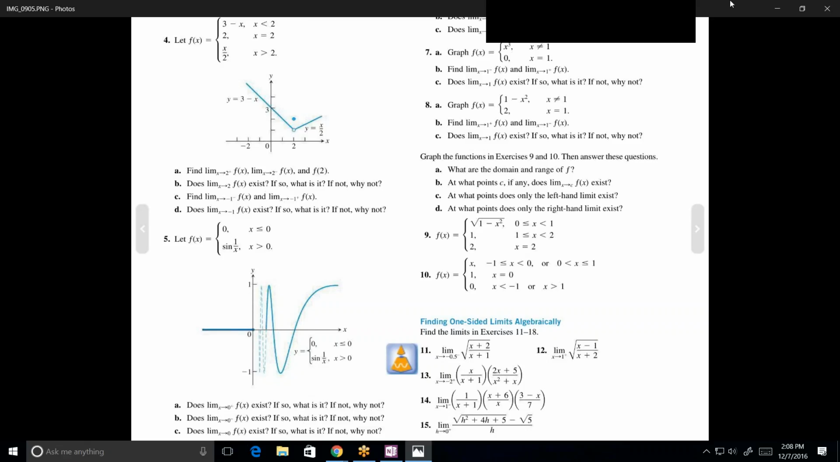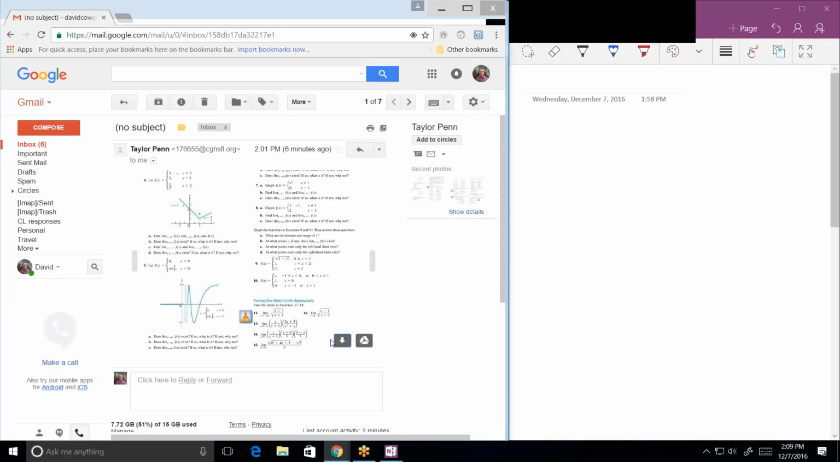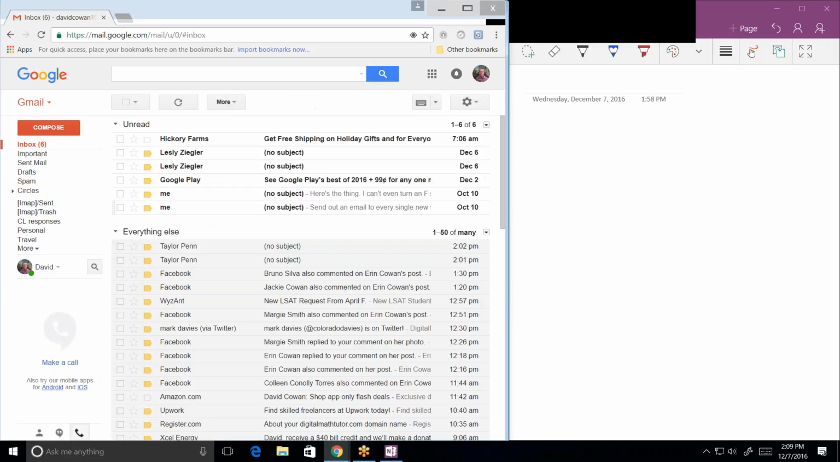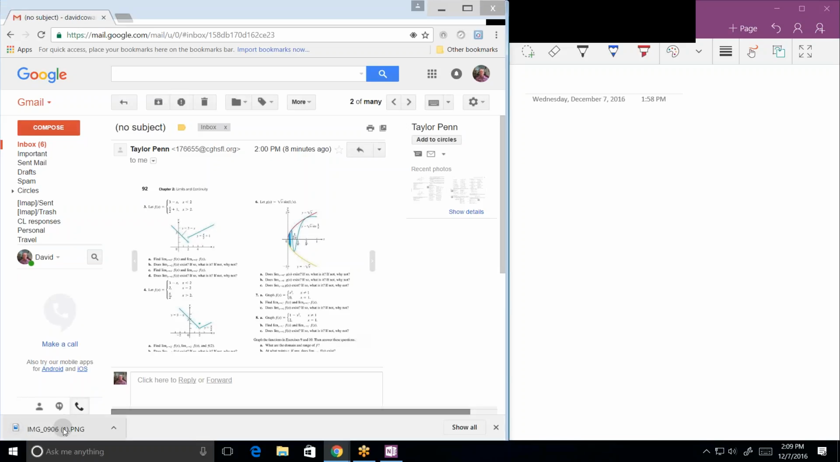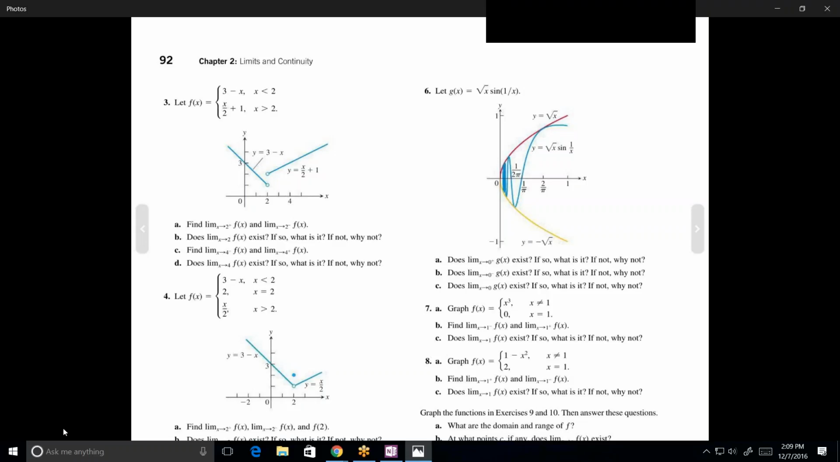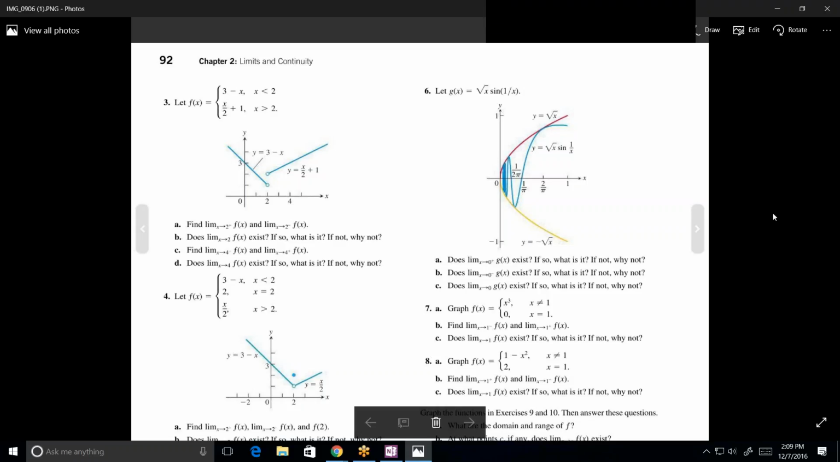So let's see, I need to go back a page to get back to 6. I think so. Let me do it this way. That is an interesting function. Trying to figure out what it is exactly that is the function.